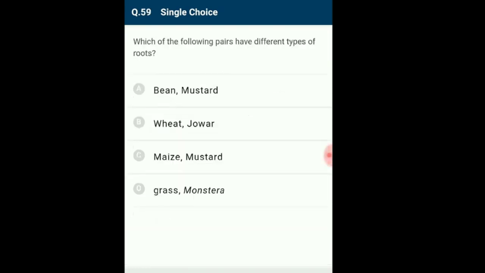Question number 59. Which of the following plants have different types of roots? Maize is a monocot with fibrous roots and mustard is dicot with taproot. Bean and mustard both are dicot with taproot. Wheat and jowar both are monocots with fibrous roots. In grass and monstera adventitious roots are present. So the answer for this question is option C, maize and mustard.